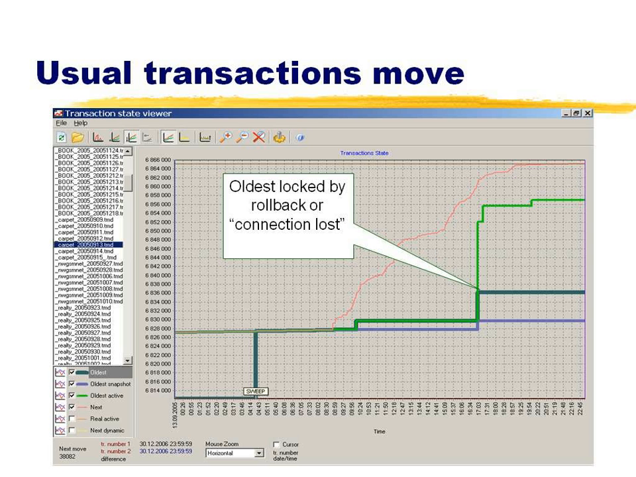Here you see when some transaction is being rolled back or one connection of your application is lost. So you can easily see when this happens.